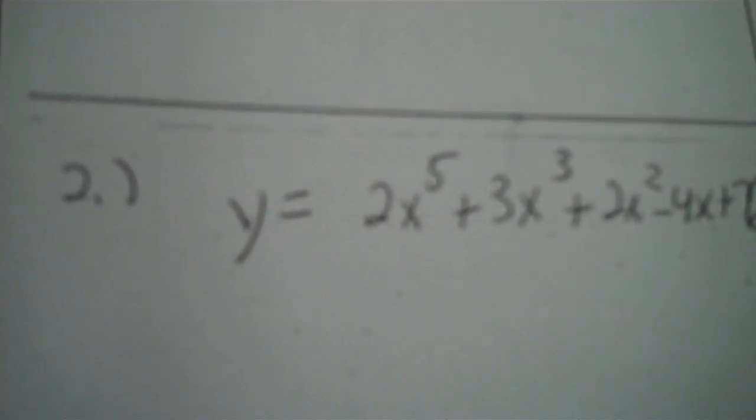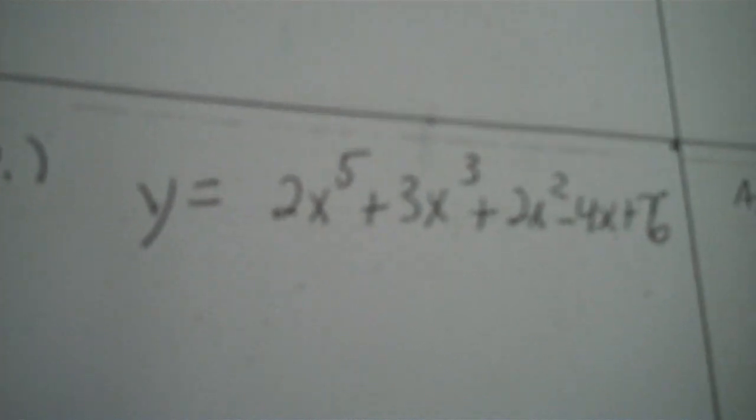Okay, now y equals 2x to the 5th power plus 3x to the 3rd power plus 2x to the 2nd power minus 4x plus 6. At least I think that's a 6. Doesn't really matter for what we're doing.